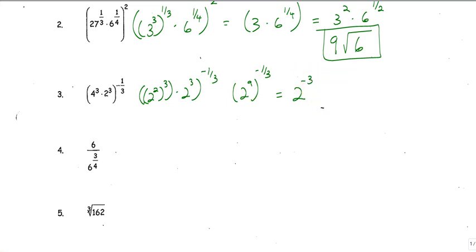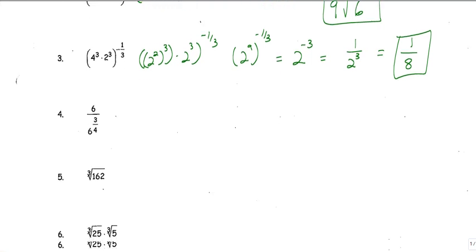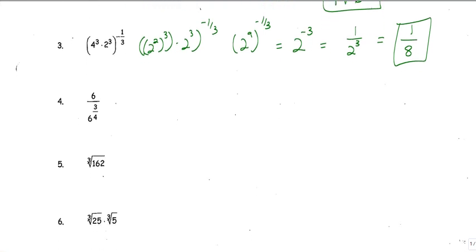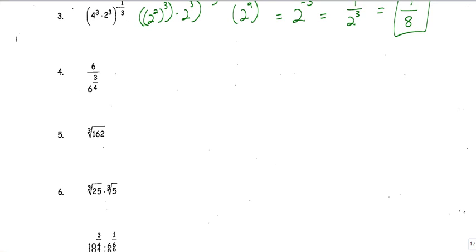Again, we do not like negative exponents, so I rewrite this as 1 over 2 to the 3, which can simplify to 1 over 8. Again, always multiply it out at the end. Do not leave it as 2 cubed unless the numbers are really big. Okay? Now here the base number is the same.